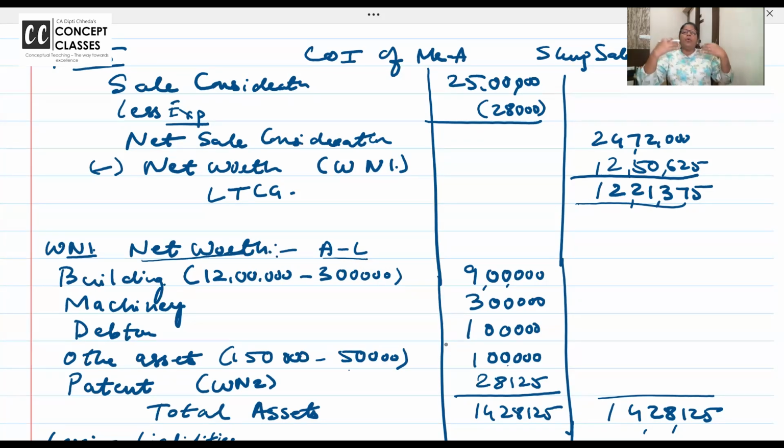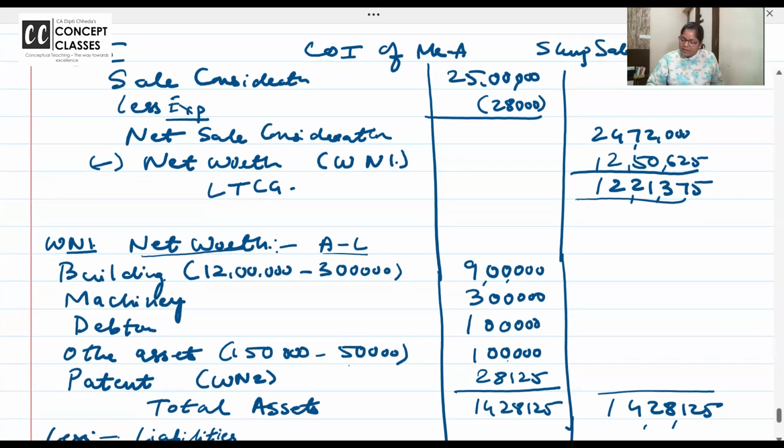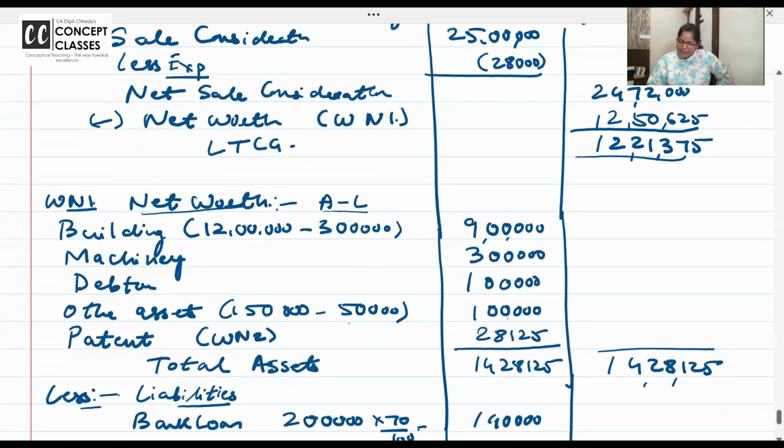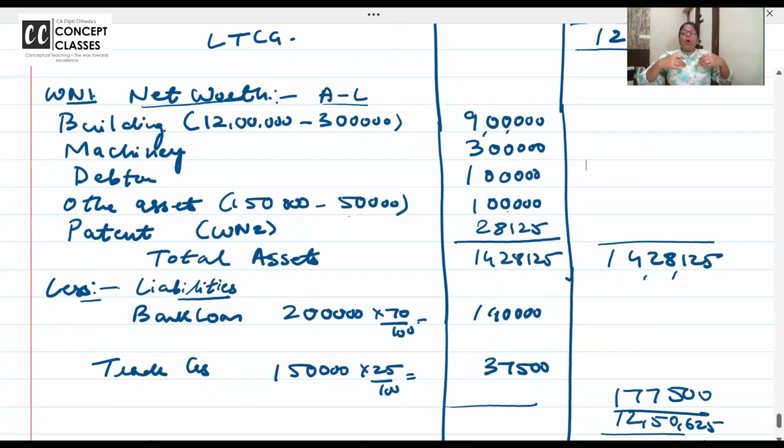I have sold my whole business to you for 25 lakhs. Expenses related to business 28. Net sale consideration is 2272. Assets minus liabilities, everything I have transferred to you. Correct? For a net worth. Okay? Now long-term capital gain. For long-term capital gain, we need the net worth. Now what is net worth? All the assets given to you minus liabilities.